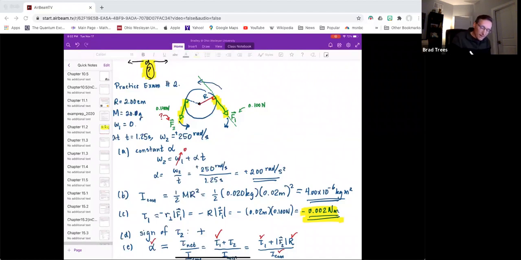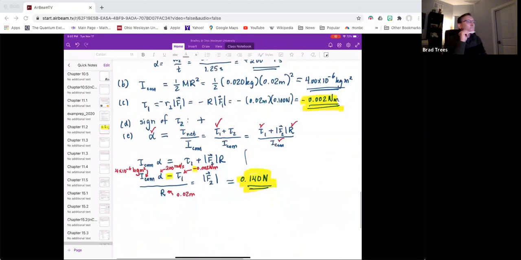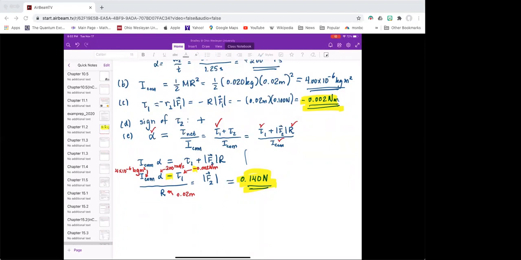Scroll back this way, okay? Real quick, could I just have a refresher on what counts as torque acting on a rotating object?